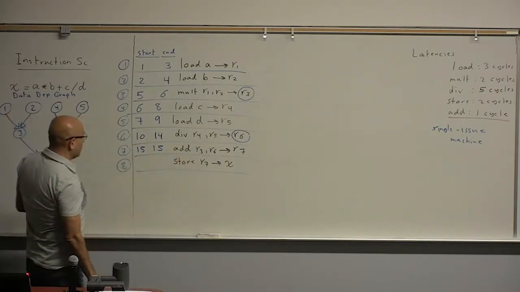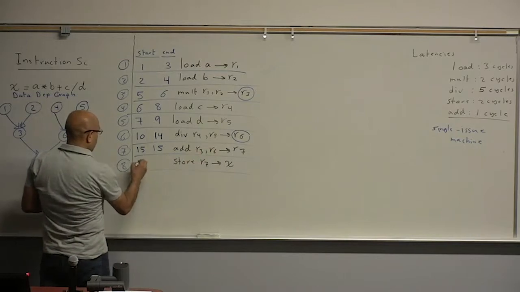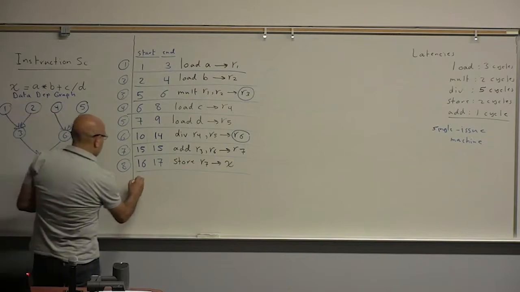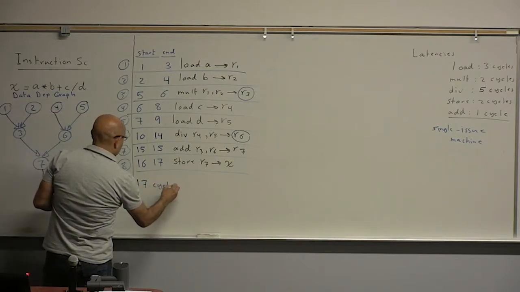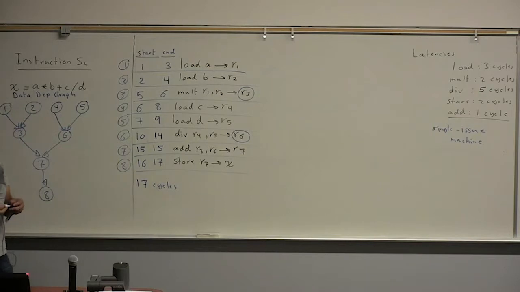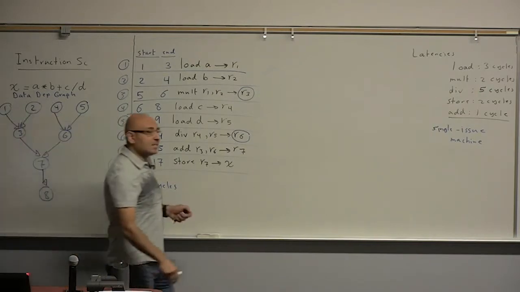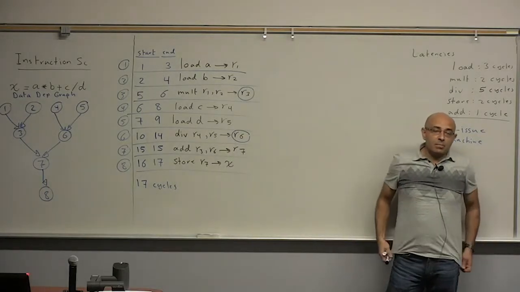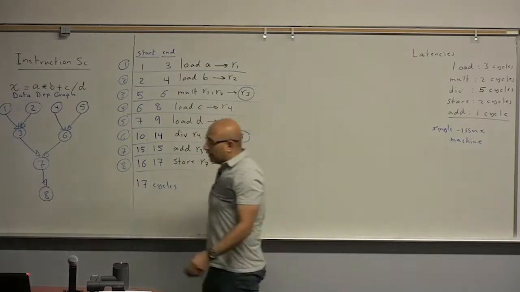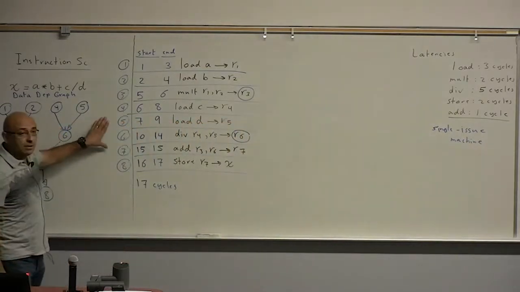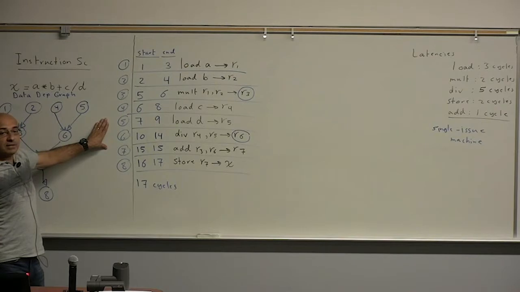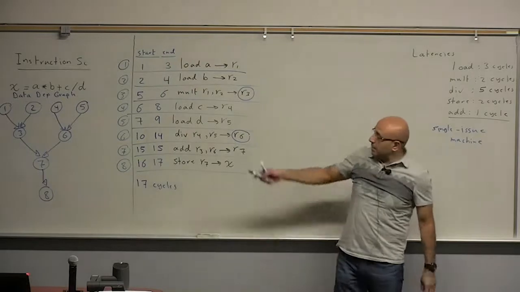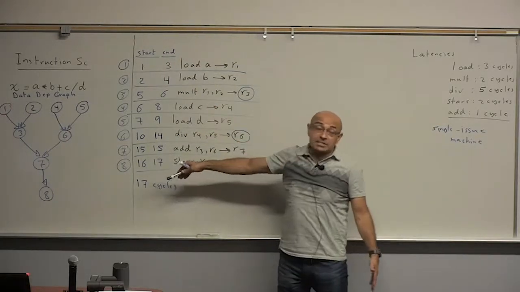Now, the result is going to be available in 16. And in 16 and 17, we will finish the store. So we needed 17 cycles. Now, this is just an estimate, by the way. This is just an estimate that the compiler is making, based on instruction latencies and based on a certain processor model. So these calculations depend on the processor model.